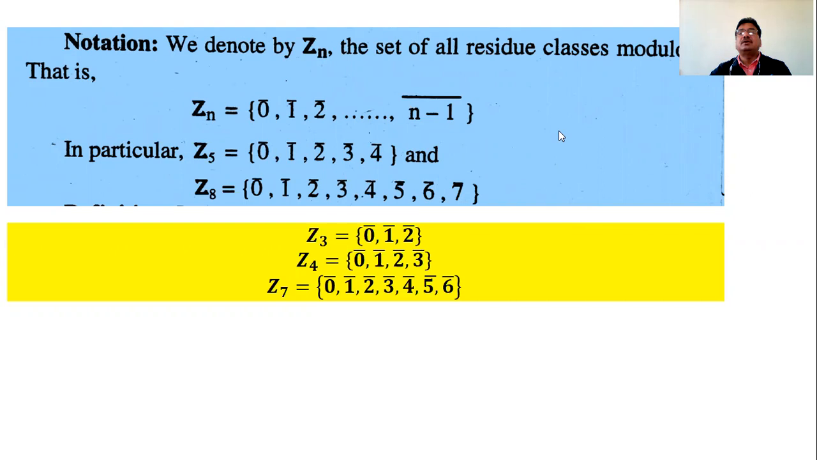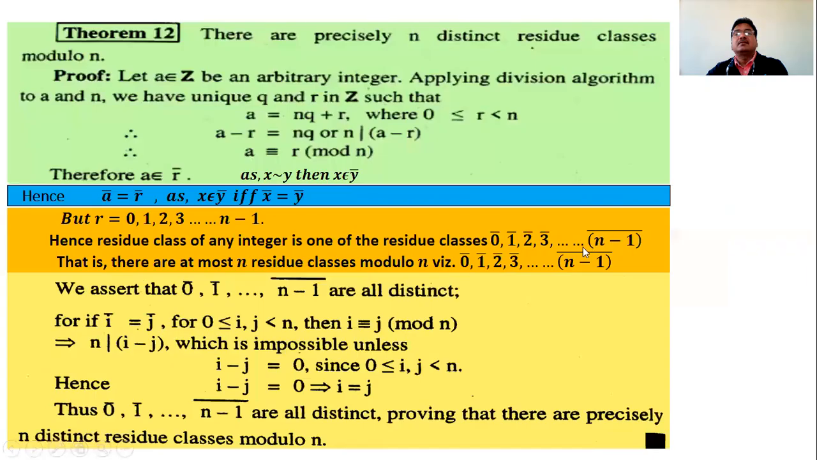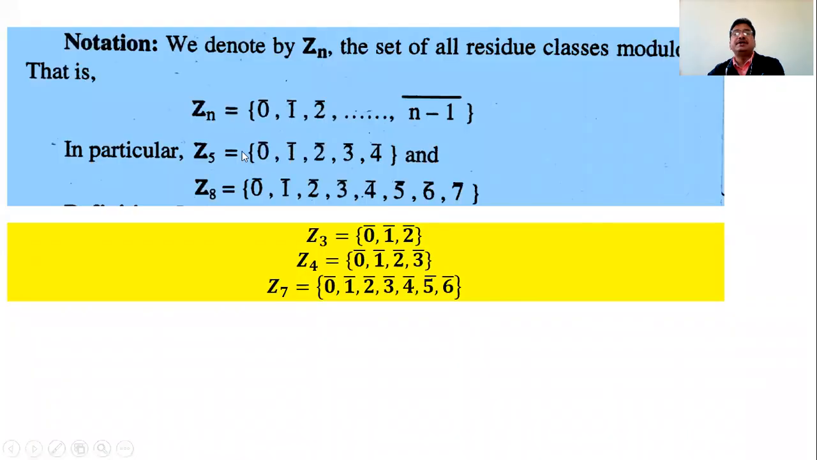Zn is the notation for the set of all residue classes modulo n, and we saw in the last lecture that there are exactly n residue classes modulo n. What are they? 0 bar, 1 bar, 2 bar, 3 bar, up to n minus 1 bar. These are the only distinct residue classes modulo n, and the set of all of them is denoted by Zn. So Zn is 0 bar, 1 bar, 2 bar, up to n minus 1 bar, the notation for the set of all distinct residue classes modulo n.